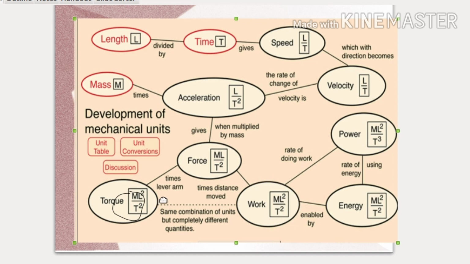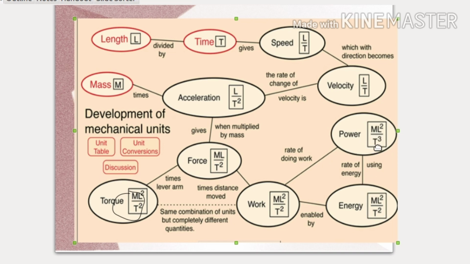It is possible that different quantities have the same dimensional formula. Now work and energy are both almost the same, and for the power we will divide it one more time by T, so ML square by T cube. Understood? I think now the concept of dimensional formula has been cleared.